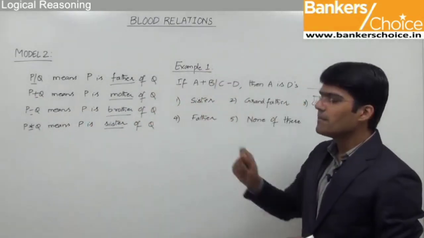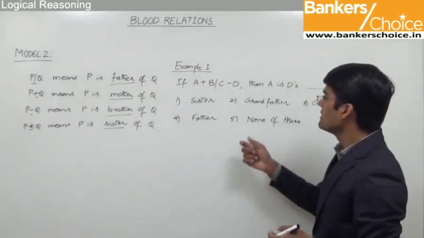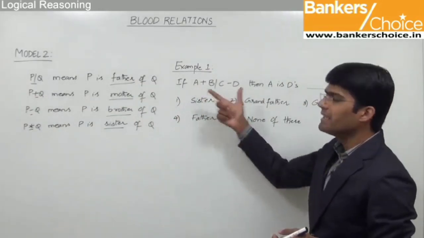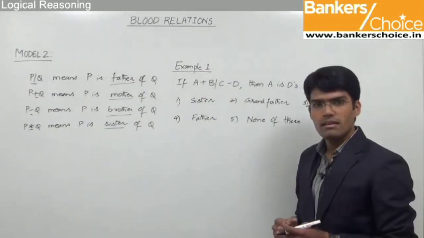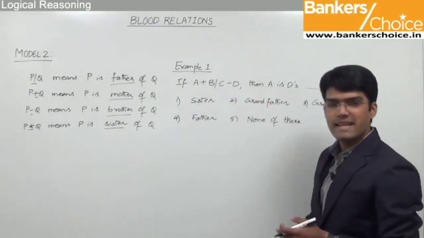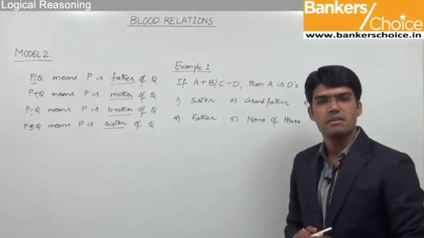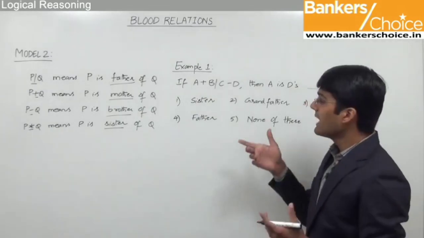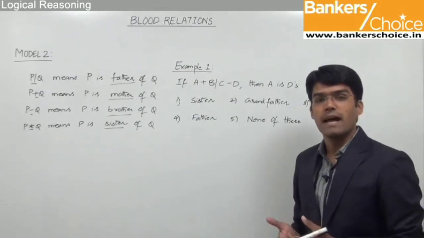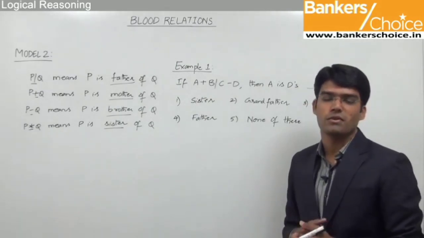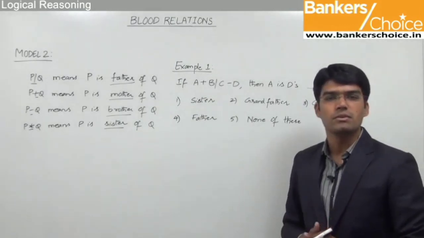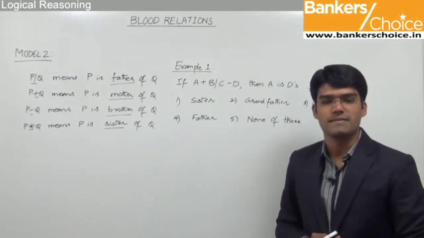So with the help of these given notations, we need to find out the relationship between A and D in the given equation. The conventional way of solving these type of questions is construction of family tree, which we have already discussed in the previous model. So you can apply that and get the answer, but as of now let us understand the smart way of solving the problem, which can lead you to the correct answer in just a few seconds.